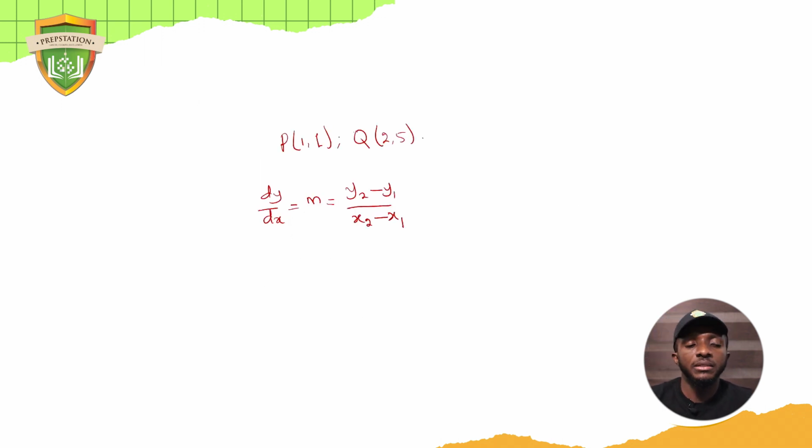Now, I was saying that gradient can be written like this, or like this, and this is the formula: y2 minus y1 over x2 minus x1. So let's name them. y2 is simply the y coordinate of the second point. So this is y2. Of course, this is x2, y1, and x1.